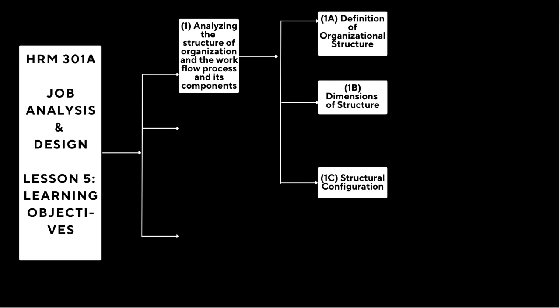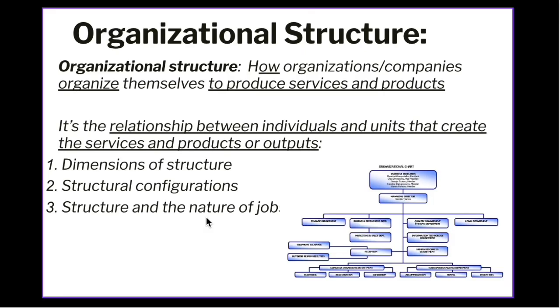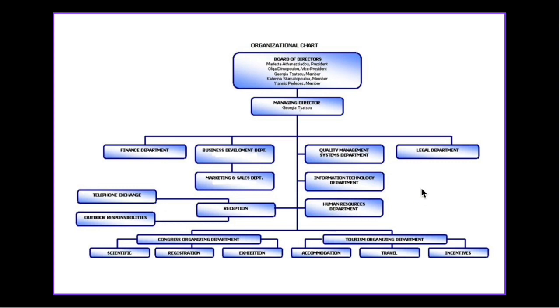So we have definition of organizational structure, dimensions of structure, and structural configuration. So first is definition of an organizational structure. Organizational structure is how organizations or companies organize themselves to produce services and products. It's the relationship between individuals and units that create the services and products or outputs. So you have dimensions of structure, structural configurations, and structure and nature of the job.